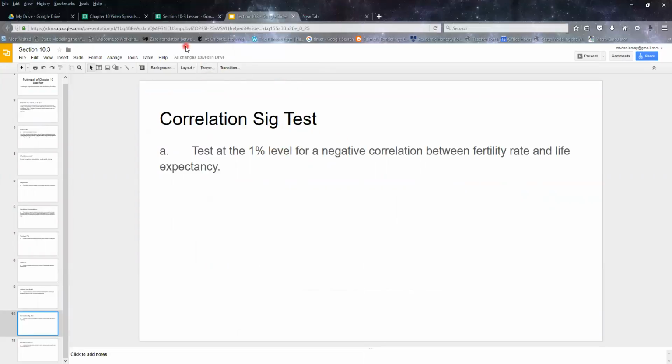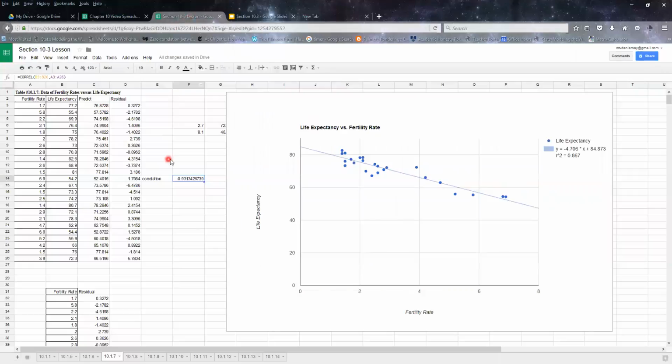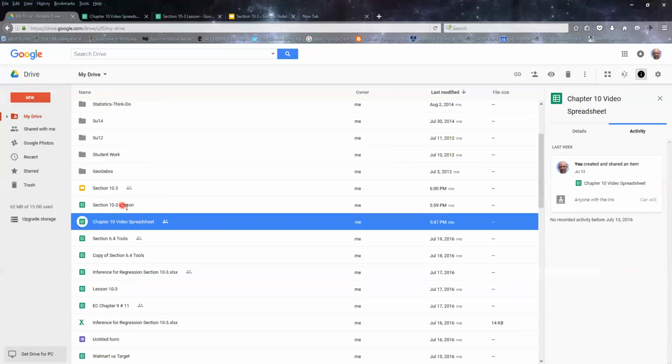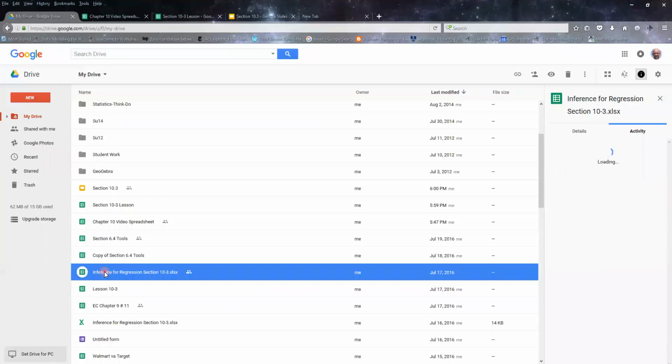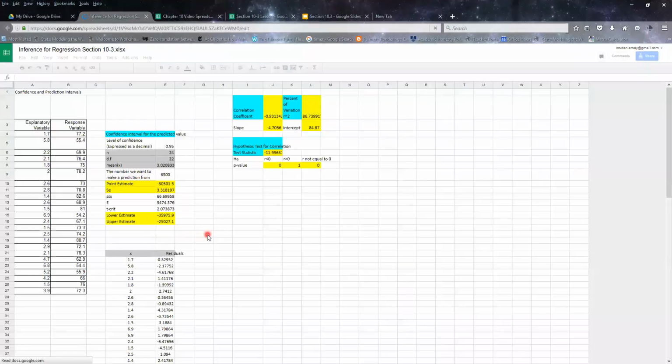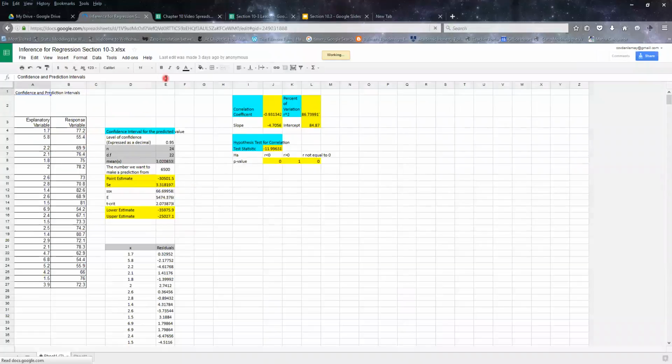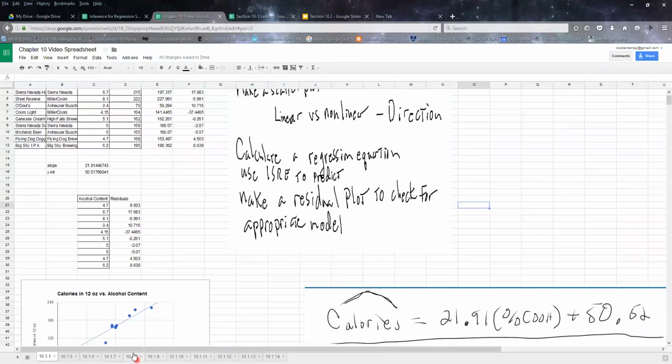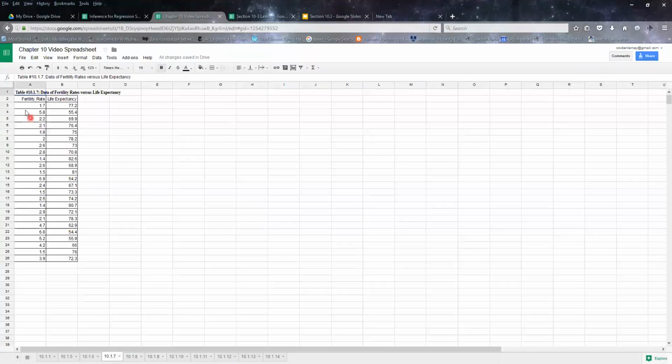So you know how I thought this looked like a fairly strong correlation. This significance test will give us a p-value and let us know that. So what I did is I created a spreadsheet here, inference for regression. I've got this linked in the class in the week 10 work, and I'm going to come back and select this data.